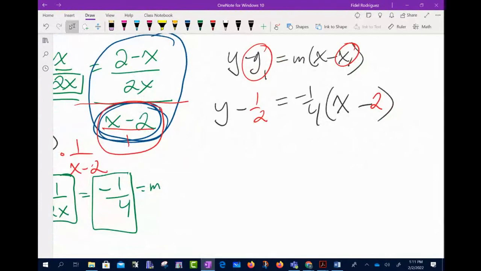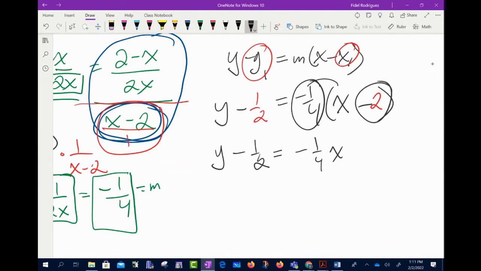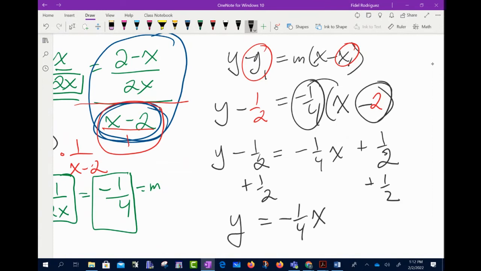Okay. So now let's go ahead and finish solving this problem. We're going to go y minus 1/2, and we're going to distribute. So negative 1/4 times x, negative 1/4 x. Anybody know what's negative 1/4 times a negative 2? Positive half. Excellent. Last step, we're going to get rid of that minus 1/2 by adding the 1/2. And so we end up with y equals negative 1/4 x, 1/2 plus 1/2, 1. Very good.